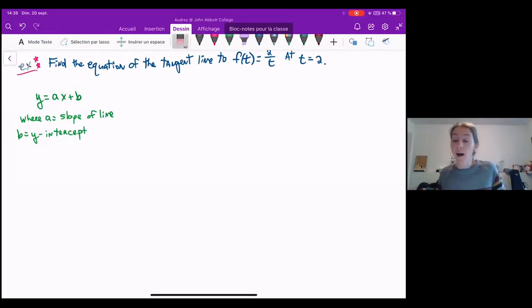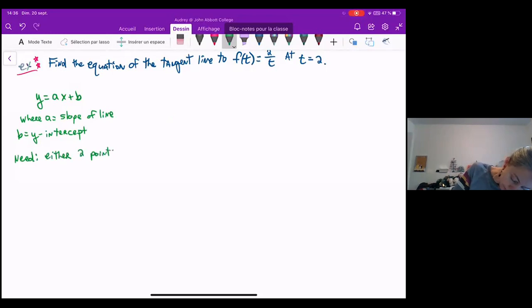So in order to find this equation for a line, we really have two options. Knowing 2 points on the line, that's definitely enough to find the equation. But knowing the slope and 1 point is also enough to find the equation. So we need either 2 points or slope and 1 point.